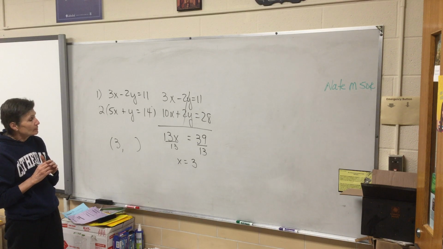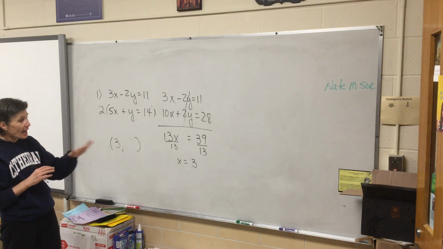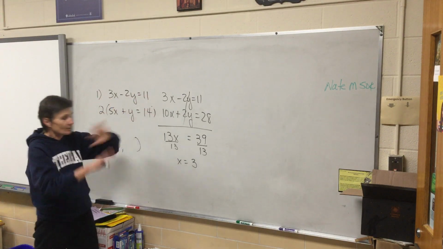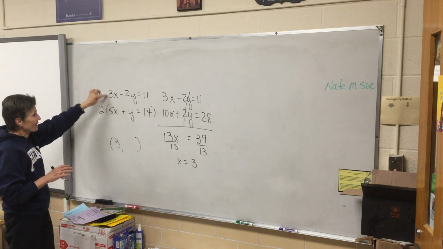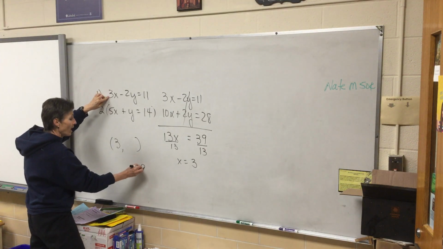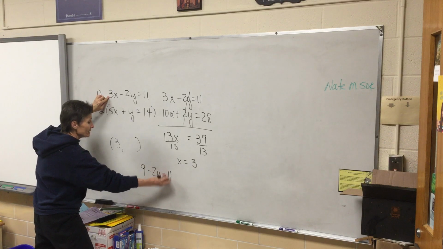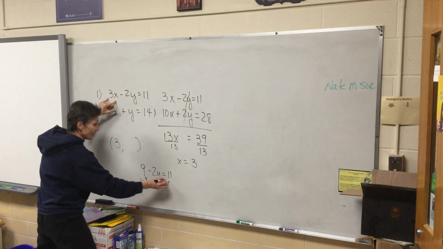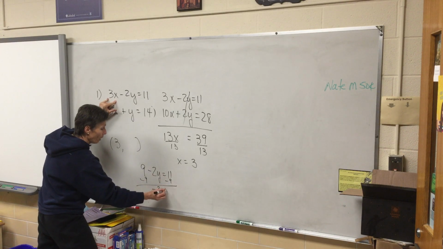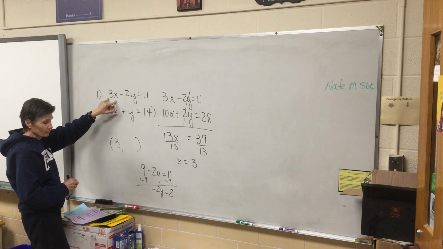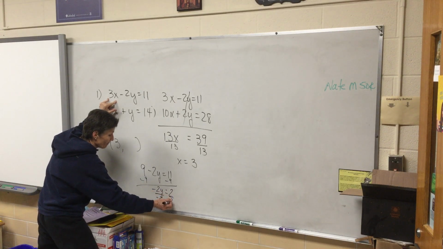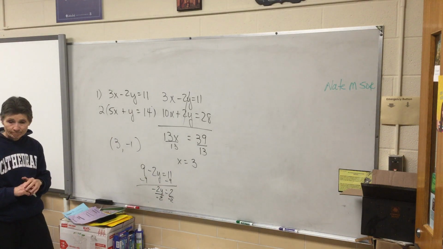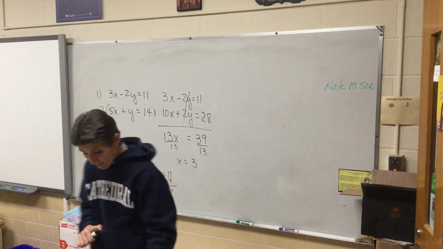Put the x in. The x is going to go in anywhere. It can go in here, here, here, here, doesn't make any difference. Pick an equation and put the x in. I'm just going to pick the top one. So I have 9 minus 2y equals 11, 3 times 3. So I'll subtract 9. So negative 2y equals 2. And it looks like my y value is negative 1. Anybody have a question about that?